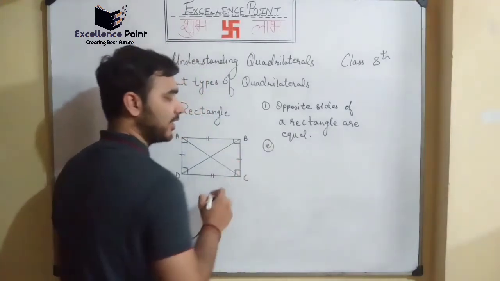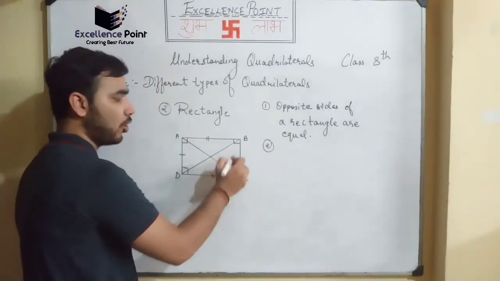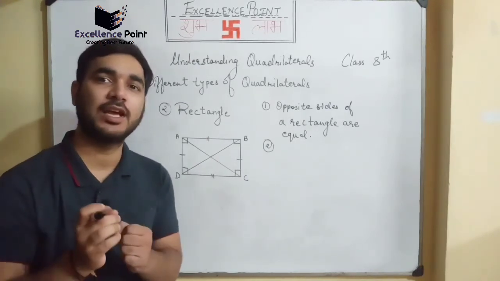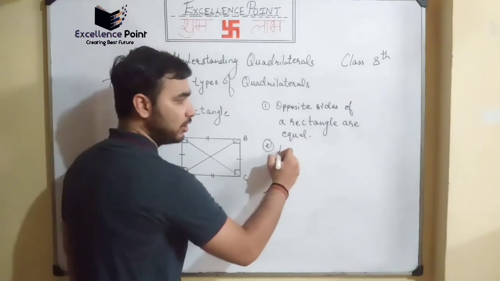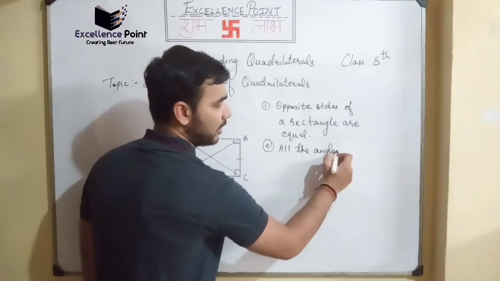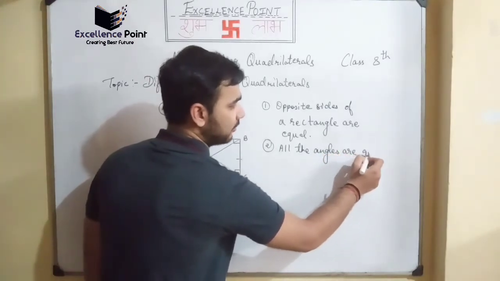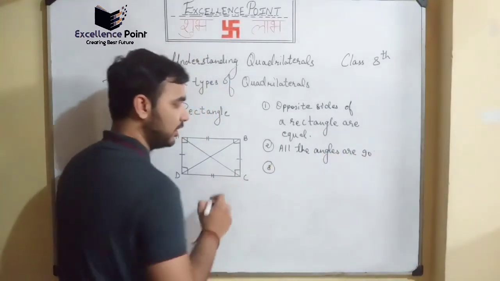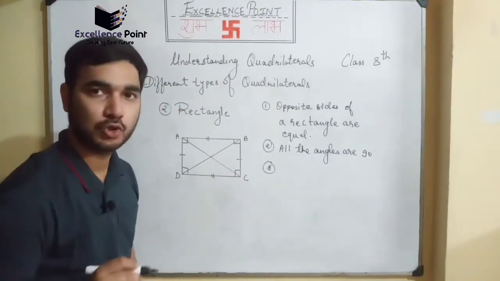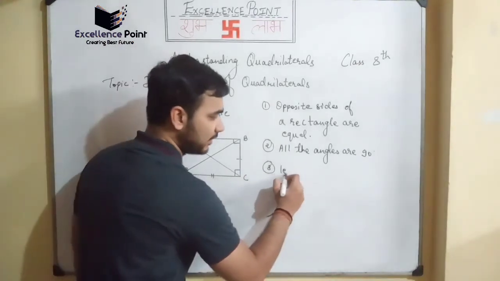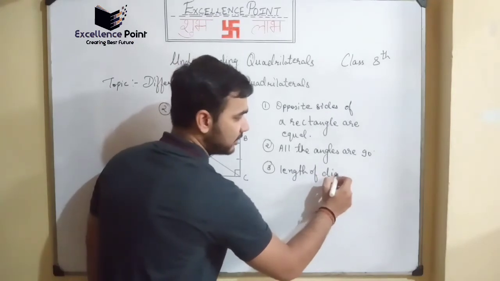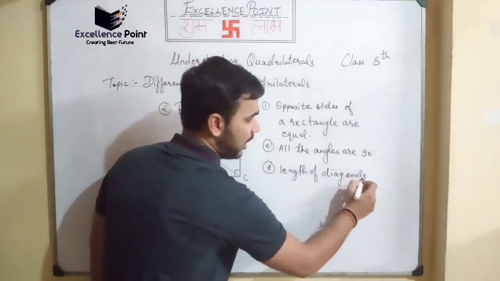Now coming to the second property, you will observe that all the angles are of 90 degrees, or we can say that all the angles are right angles. So all the angles are 90 degrees. The third property which we used to observe is that the length of diagonals are also equal. So we will say that the length of diagonals are the same.